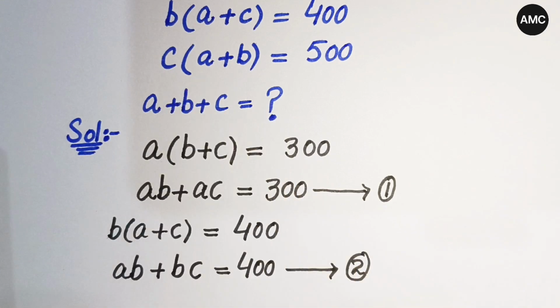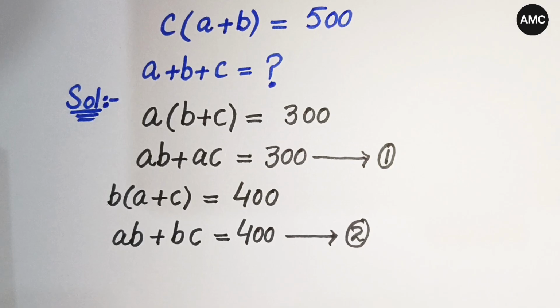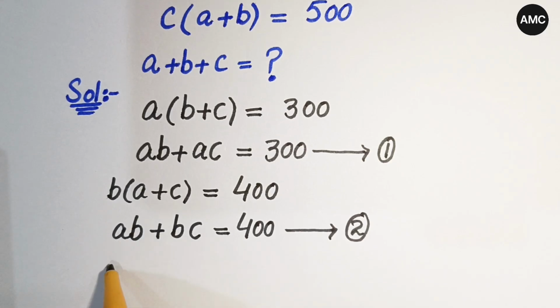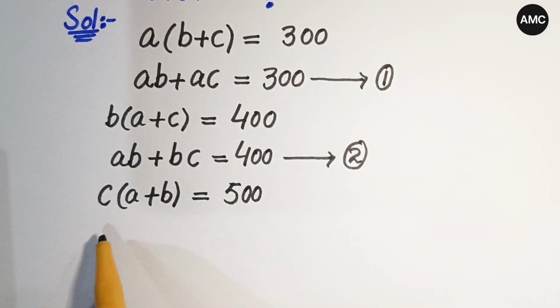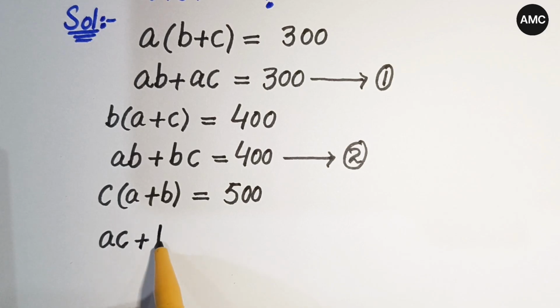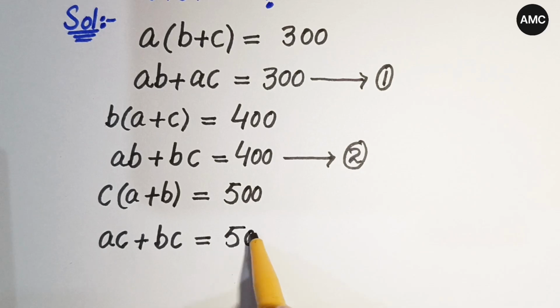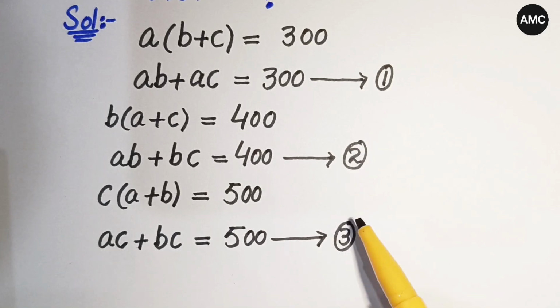Similarly, here we have c times (a plus b) is equal to 500. Now multiplying this c into the parentheses, we get ac plus b times c is bc is equal to 500. Now it is our equation 3. So here we have three equations.